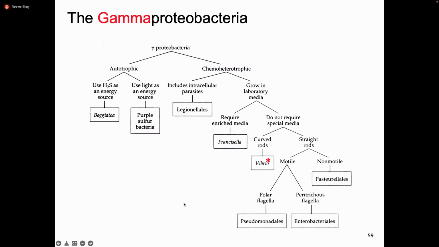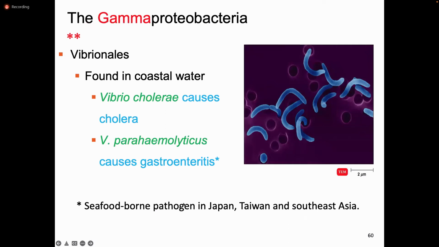Vibrio. Let's talk about Vibrio. Vibrio is a comma-shaped bacteria. This bacteria generally exists in fresh water or in seawater. And two of these cause disease. One is called Vibrio cholerae.